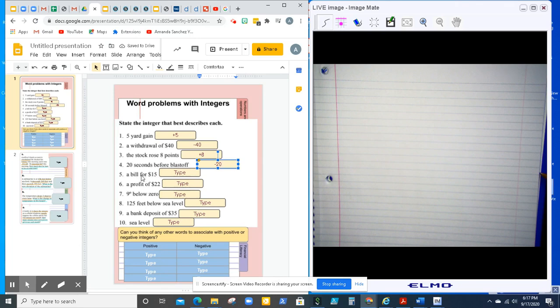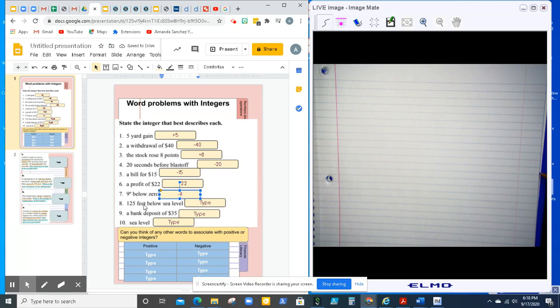A bill for $15. So a bill for $15, that means you have to pay it. So it would be negative 15. A profit, it's a positive thing. You're gaining money that way. So positive 22. 9 degrees below 0. So that means you're going to the left on a number line or going down on a thermometer. So negative 9, sorry.